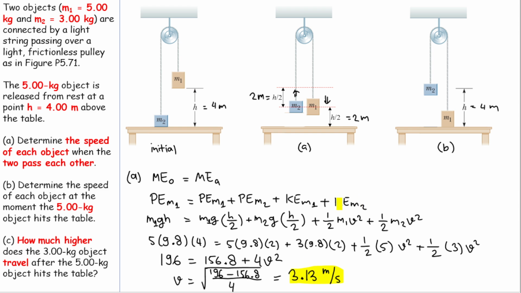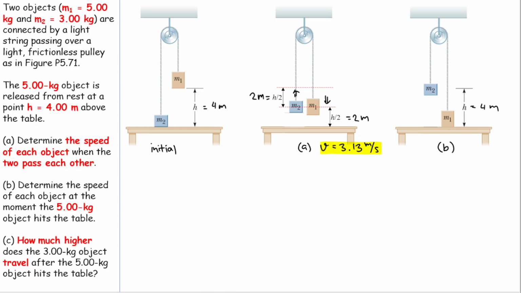Okay, now let's move on to question B. Now let's do the same thing for question B. In this case, I will compare the mechanical energy in the initial state with all the mechanical energy in question B, right? Here M2 does not have any potential or kinetic energy, and M1 only has potential energy. So I will have this one here, the potential energy of M1.